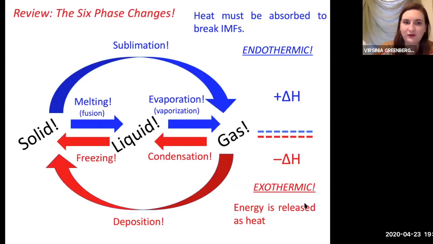This slide hopefully will look familiar. It is diagramming some of the different phase changes that we've seen in a way to help us keep track of which phase changes are endothermic and which phase changes are exothermic. So our endothermic phase changes are melting, evaporation, and sublimation. And these are endothermic because we have to add heat to disrupt intermolecular forces holding molecules together. And then freezing, condensation, and deposition are exothermic, and that energy is released as heat as our more condensed phases are formed. Okay, so this is hopefully all review.